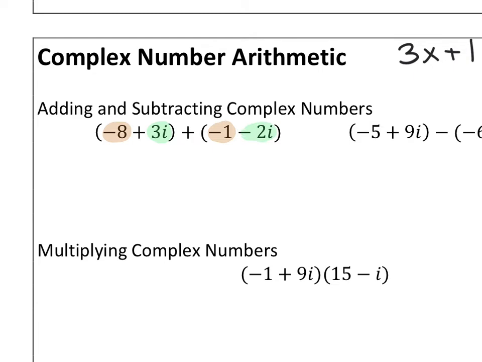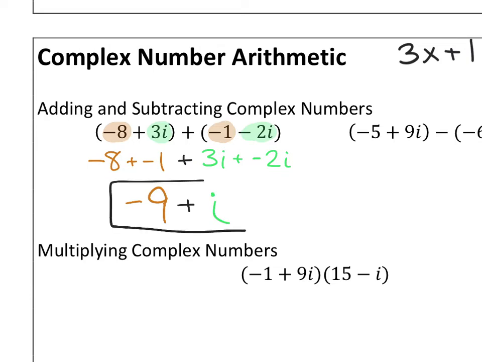I combined the real with the real and the imaginary with the imaginary, which means I'm really doing -8 plus -1 and 3i plus -2i. Now, you can't do the i arithmetic in the calculator, but it's just like it was a variable. You can add the numbers together. So -8 plus -1 is -9. And then if I do 3i plus -2i, that's like 3 plus -2. It's just 1, right? So we're going to have 1i.